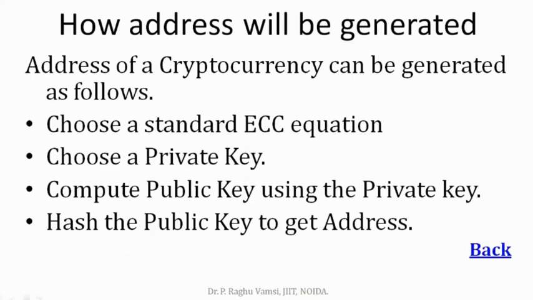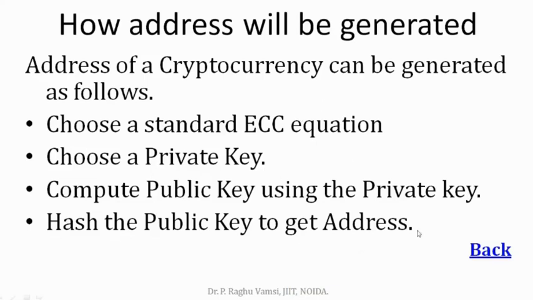How will addresses be generated in general, whenever you go for creating a cryptocurrency account? An address of a cryptocurrency can be generated as follows. Choose a standard elliptic curve equation, either a P192 equation or the secp256k1 equation as chosen by Bitcoin. Choose a private key of your own choice. You have the freedom to choose whatever private key you want. Compute the public key using the private key. How do you compute it? Just multiply the private key with one point on the elliptic curve.